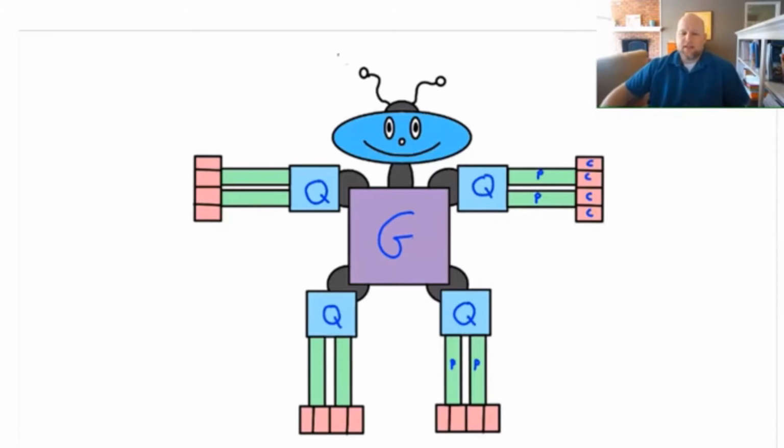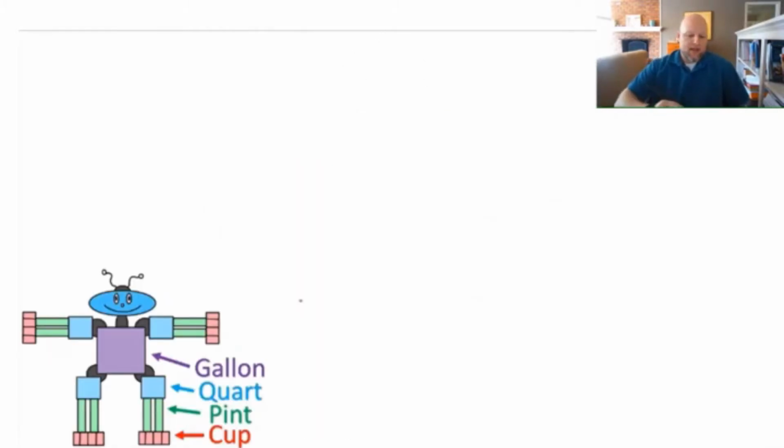So let's try this. If we have our Gallon Man here and we want to see how many cups are in a gallon, we could simply count them up. 1, 2, 3, 4, 5, 6, 7, 8, 9, 10, 11, 12, 13, 14, 15, 16. But using a multiplication problem or a number sentence to figure this out would be a little bit easier than counting.